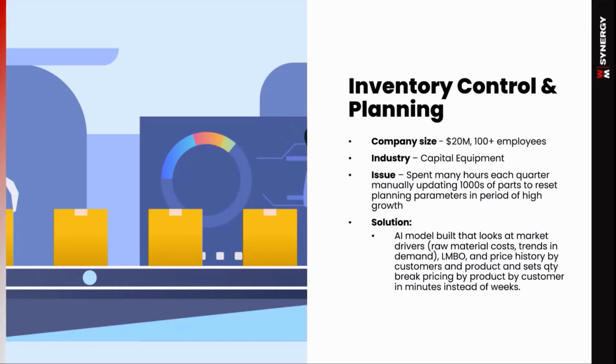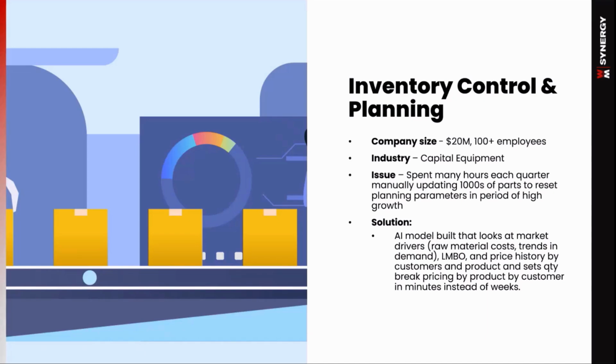Inventory control and planning. This is a capital equipment company, about a $20 million company, a little bit over 100 employees. Actually, they're right under 100 employees. And they spent many hours each quarter manually updating thousands of parts on the part master, the item master, the planning parameters. So what would happen is, over time, they might get more orders for this or more orders for that. And then it would blow through the bill of material, right? And make sure that you had all the raw materials and sub-assemblies in stock.